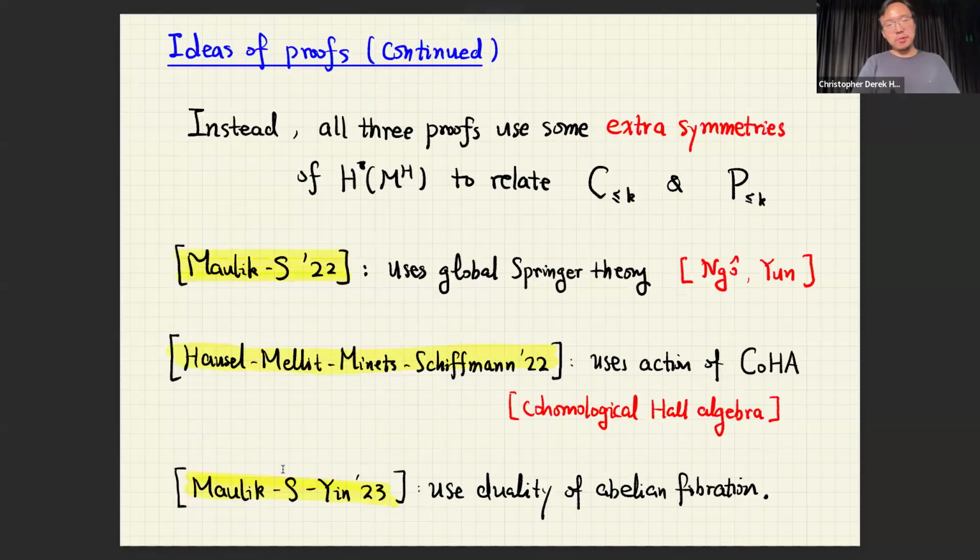And the second proof, by Hausel-Mellit-Minets-Schiffmann, uses a very different structure. It has many connections to representation theory and Donaldson-Thomas theory, and is called the cohomological Hall algebra. They show that the cohomology of M_H underlies the action of CoHA, from which you get rid of the Chern and perverse filtrations. The third proof, which I will discuss in more detail, uses a duality of abelian fibrations. More details will be explained.